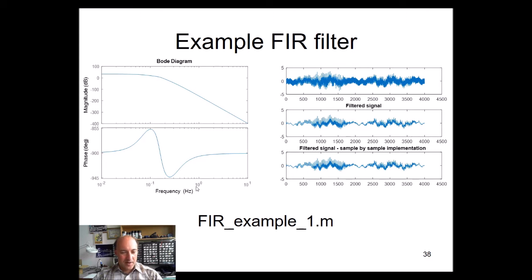Note that typically the frequency here is in logarithmic scale, and in my case the magnitude is linear, but it could be logarithmic as well. So low frequencies are not attenuated and high frequencies are attenuated. So this is a low pass filter.